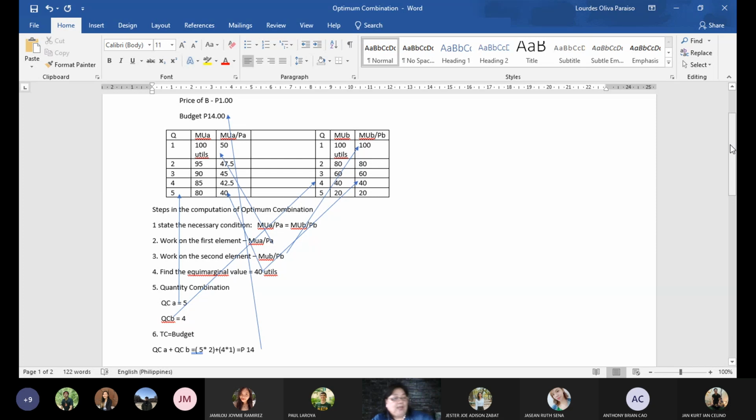Just like what I told you a while ago when we were starting to compute for this, there are times that your marginal utility of A and your marginal utility of B have so many equimarginal values. It can be 2, it can be 3, it can be 4, or even more than all of them. So ibig sabihin, you will have so many budgets, so many quantities, and so many equimarginal values. Class, nakuha nyo ba? Are you still listening?